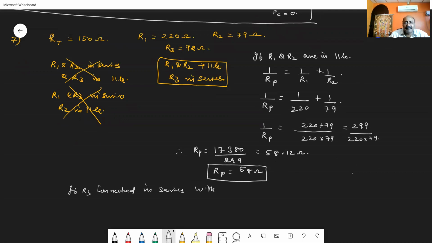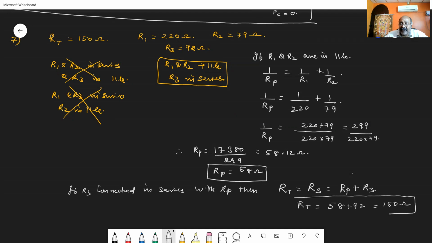If R3 is connected in series with Rp, then the total resistance is the series combination of Rp and R3. So what will be the total resistance then? Rp is 58 and R3 is 92. So I get 150 ohms. So if I combine the given three resistors with R1 and R2 in parallel and R3 in series, I can get the required resistance. So this combination is correct.